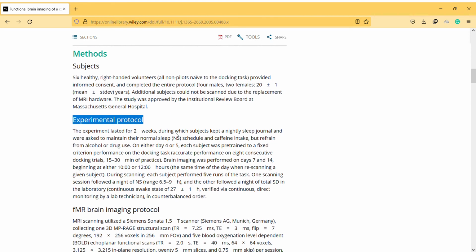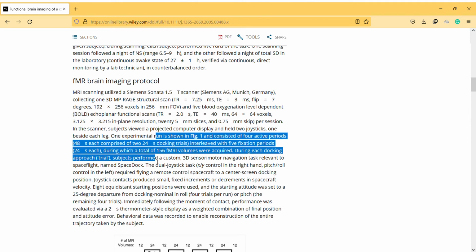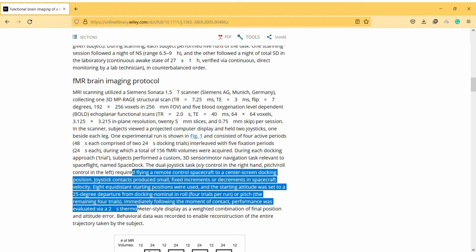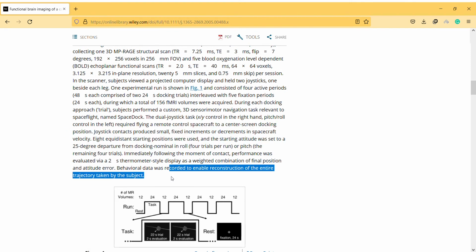So let's look at the fMRI brain imaging protocol. MRI scanning utilized a Siemens Sonata 1.5T scanner. And the dual joystick task is controlled with the right hand, so this is the task. Behavioral data was recorded to enable reconstruction of the entire trajectory taken by the subjects.